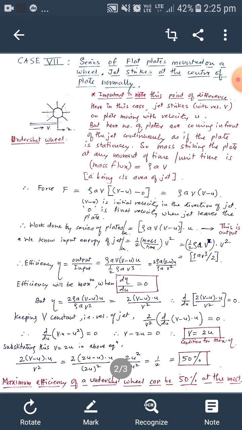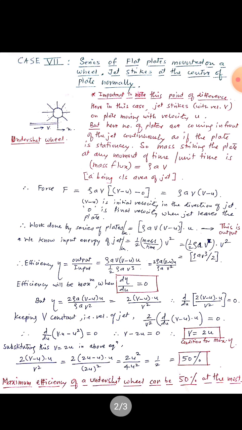That is, in this case, the relative velocity at point number 1 is v minus u, at point number 2 it is 0. Why 0? Because the component of the velocity when it leaves the plate in the direction of jet comes out to be 0.